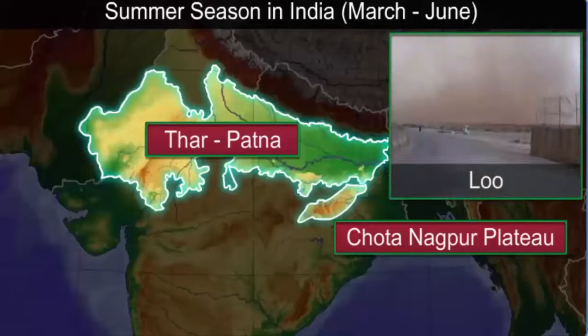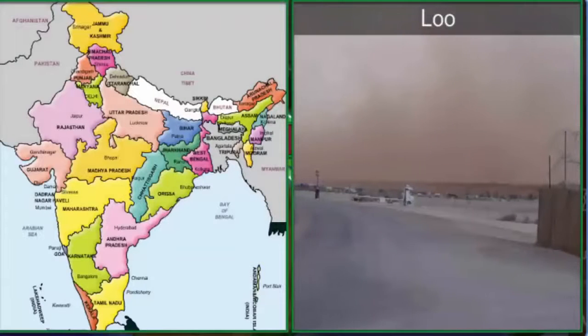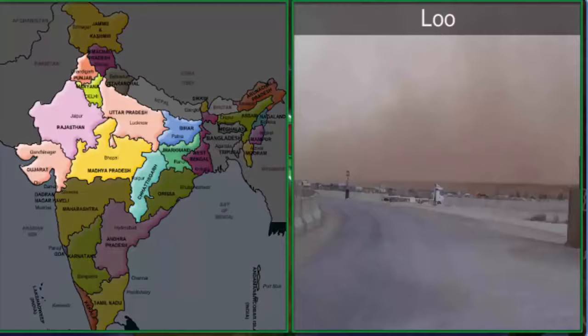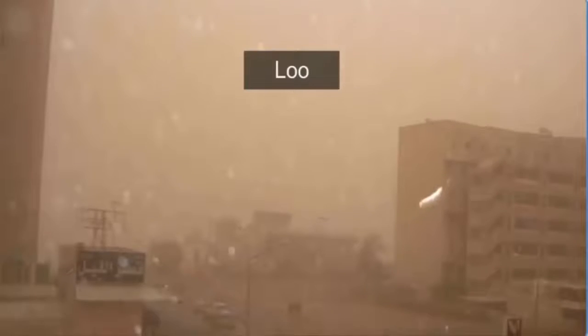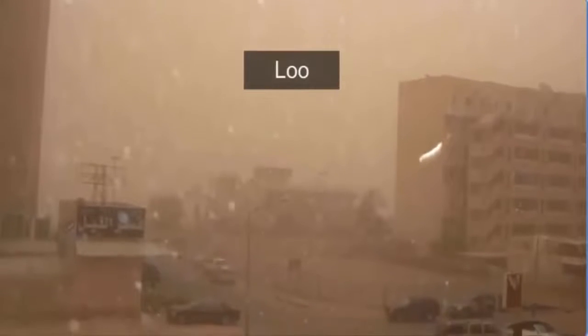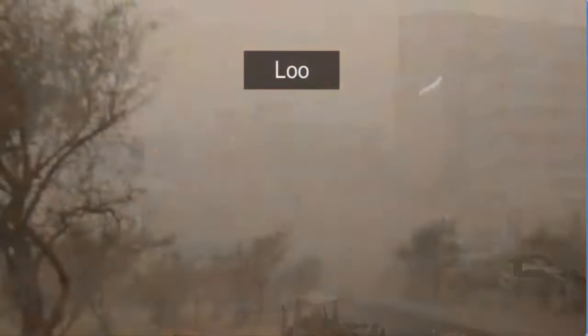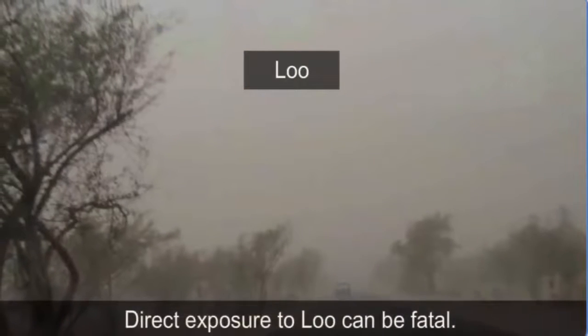Loo is a striking feature of the hot weather season. These are strong, gusty, hot, dry winds that blow during the day over north and northwestern India. These can sometimes even continue until late in the evening. Direct exposure to these winds can be fatal.